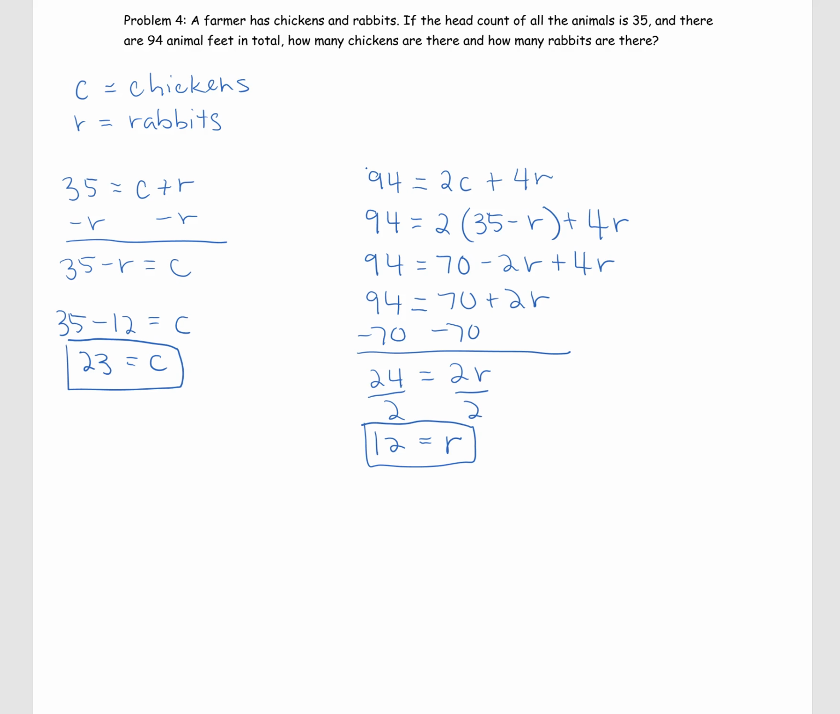Like I said at the beginning, for the solutions to this problem, the answer says that there's 23 rabbits and 12 chickens. So it's switched, and this is actually the right answer to the problem.